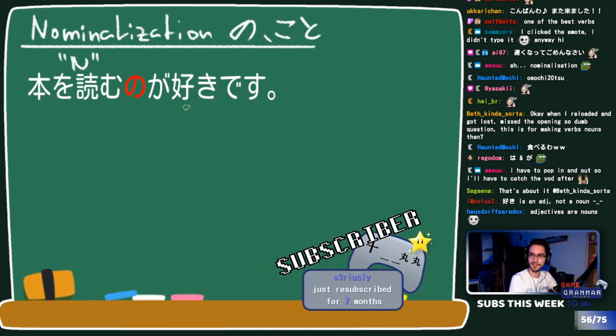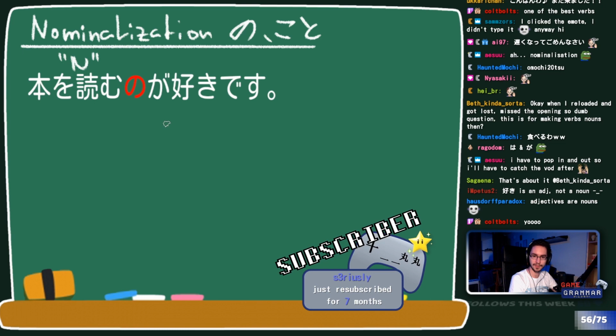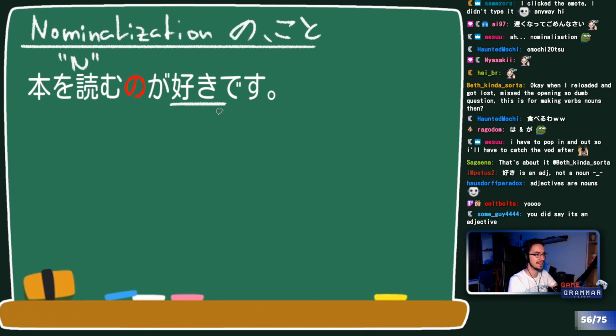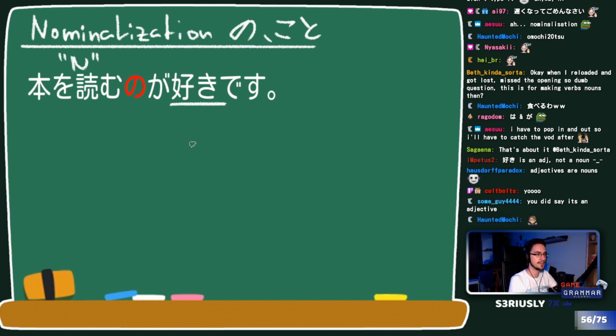Whoa, seriously, a resub for 7 months. サブスクライブするのは楽しいです。皆さんやってみろ。There you go. That's a good example of using nominalization. You did say it was an adjective. Oh, that's good to know.